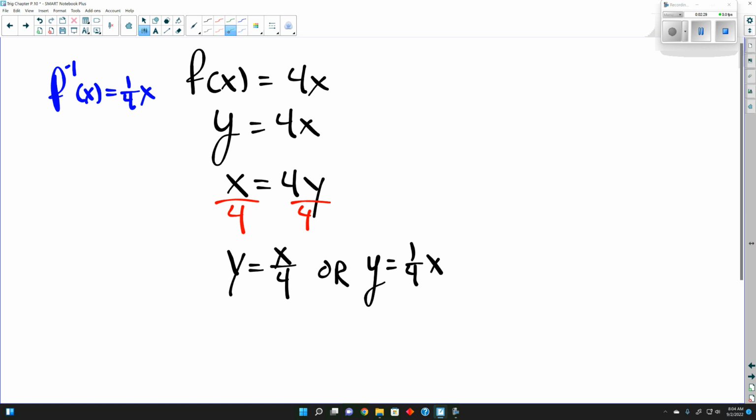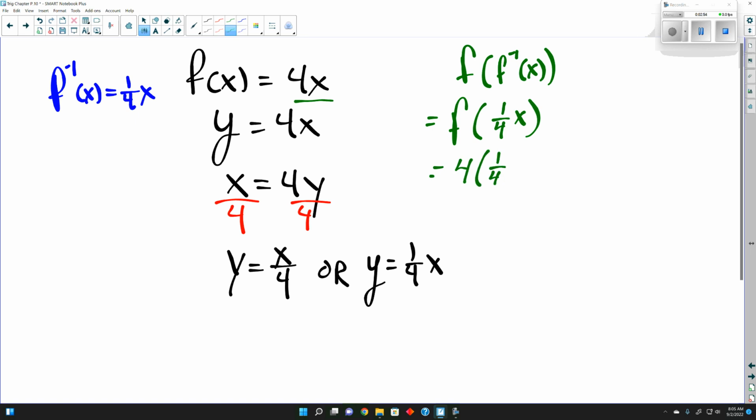And if we wanted to check it, all it's saying is that we take f of f inverse of x. Well, we found f inverse of x. It's our 1/4 times x, because we just replaced f inverse with what it's equal to. Now for f of 1/4 x, we plug this back into our function here, which would be 4 times 1/4 times x. And well, 4 times 1/4 is 1, leaving us with just x. So they are indeed inverses.